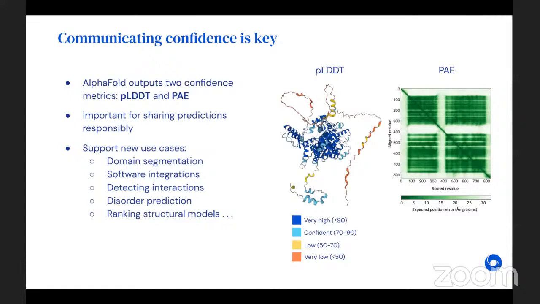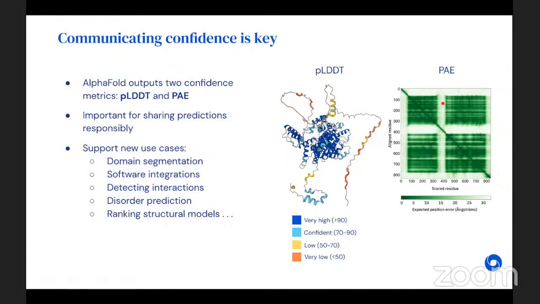AlphaFold outputs two confidence metrics, pLDDT and PAE. pLDDT basically tells you whether you can trust the local neighborhood of a residue. If it's blue, then probably everything around it is mostly correct, so all of this blob you can probably trust. Whereas if it's red, like here, you shouldn't trust that. And PAE gives you a pairwise measure of confidence: should you trust the interaction between these two things? Dark green means yes, and light green means no. So for example, for these two residues, you don't know how they interact.